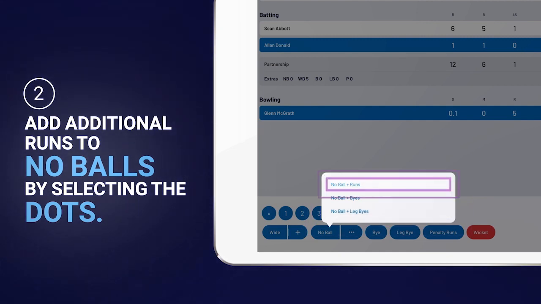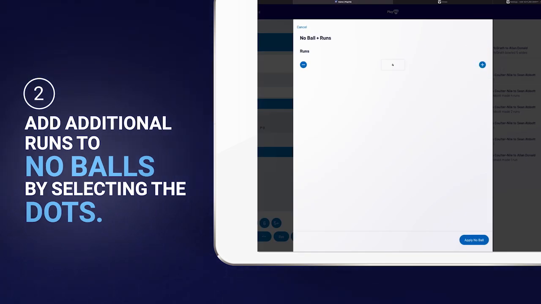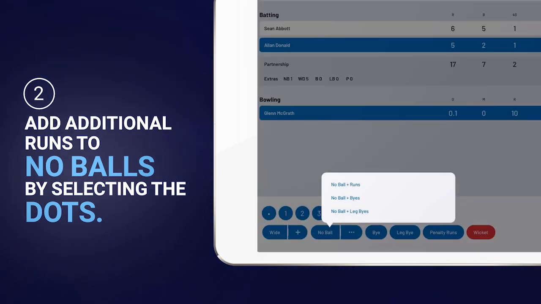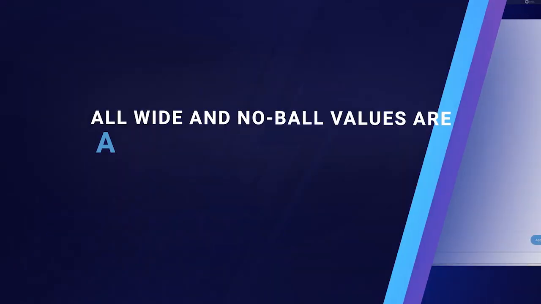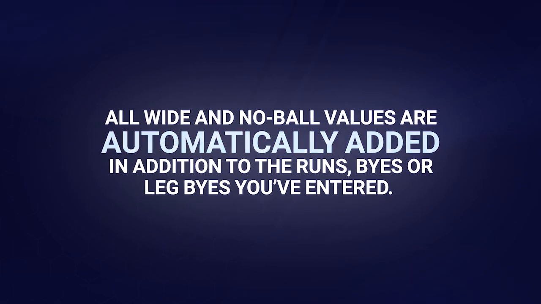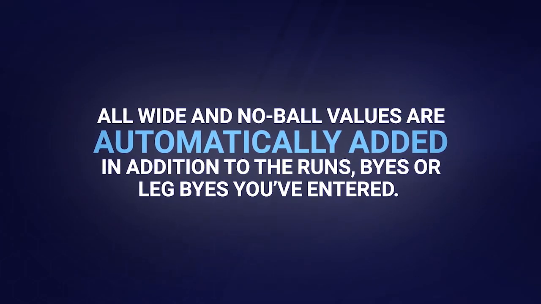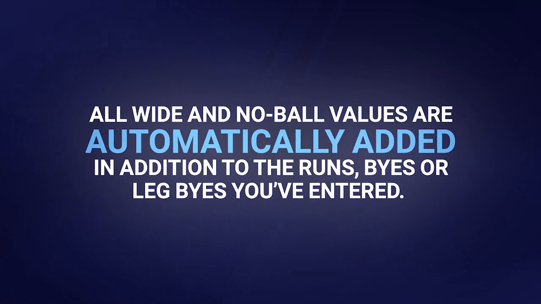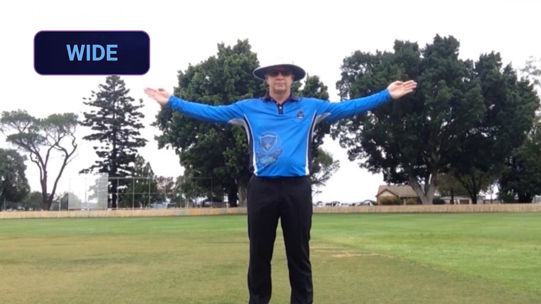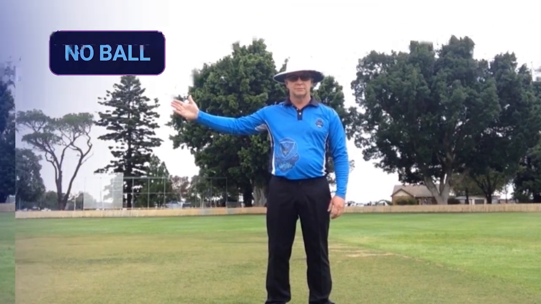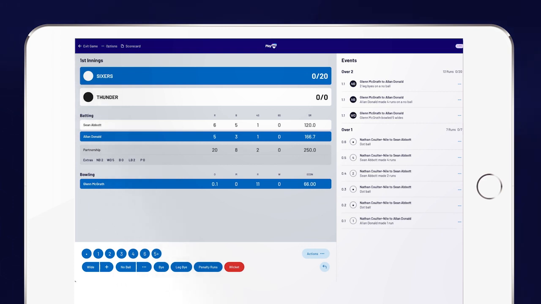For example, a batter hitting a 4 off a no ball, or a no ball coming off the pads for leg byes. All wide and no ball values are automatically added in addition to the runs, byes or leg byes you've entered. Keep an eye out for the umpire's signals after the delivery to ensure you've selected the right option. You can confirm your selection by checking the description of that delivery in the Events column.